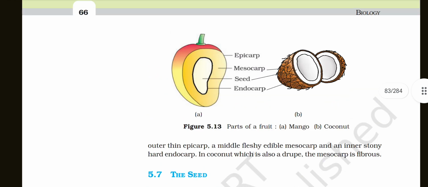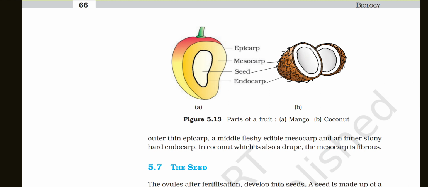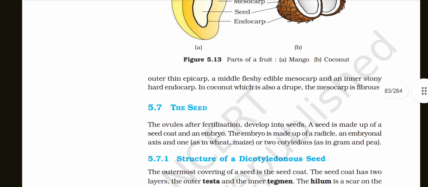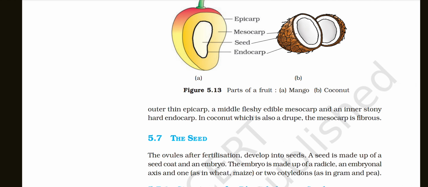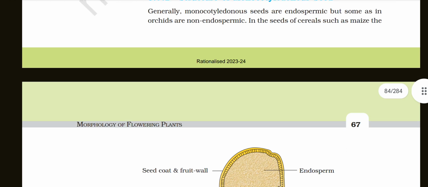These are the parts of the fruit in mango: epicarp, mesocarp, and endocarp, which encloses the seed. But in coconut, the mesocarp is the fibrous part and the edible part is the endocarp. In coconut, the fruit is called a drupe.